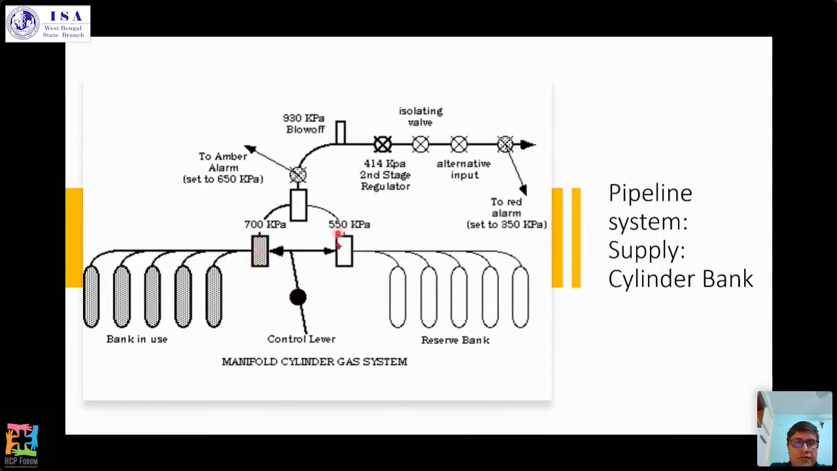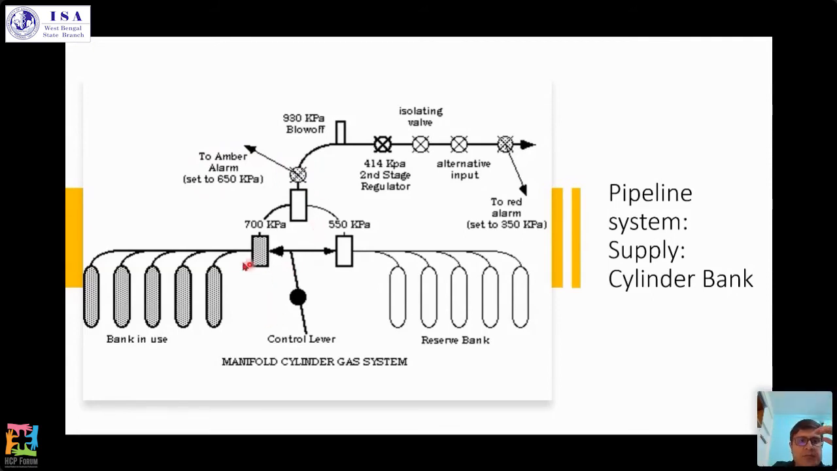We have a control lever and there are two valves which are set at 700 kilopascals and this one is set at 500 kilopascals. Since the pressure is high here, this will not open till the pressure in here falls below 550 kilopascals. Right now this is open and we are supplying gas to our system with a second stage regulator and an alternating input and isolation system. We have a blow off valve here in case the pressure rises too much, which is set at 930 kilopascals. And we have an alarm here, which is set to 650 kilopascals. This is an amber alarm, which tells us that the gas pressure is falling.